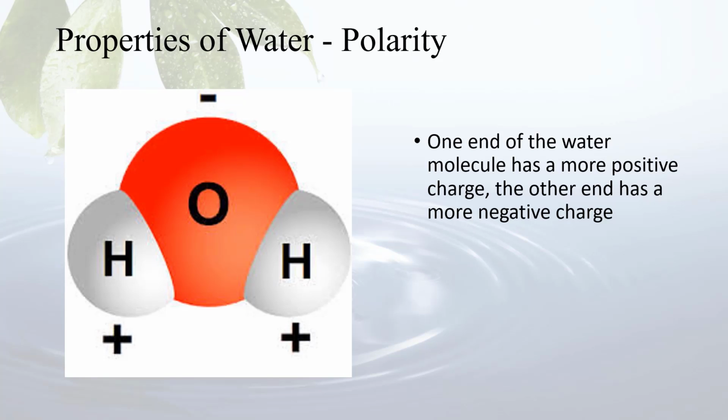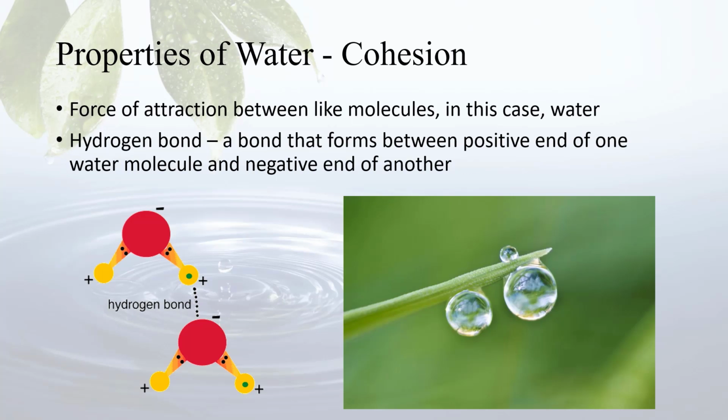And the first property that we're going to look at is this idea of polarity. And what this means is that if we look at a water molecule, right, H2O, 2 hydrogen atoms, 1 oxygen atom, we see that one end of that water molecule has a more positive charge down here, whereas the other end, closer to where the larger oxygen is, has a more negative charge, right? And this is polarity. And essentially what it means is that our water molecules can kind of act like magnets, right? Where they have a positive end and a negative end. And as a result, there are some interesting properties that occur.